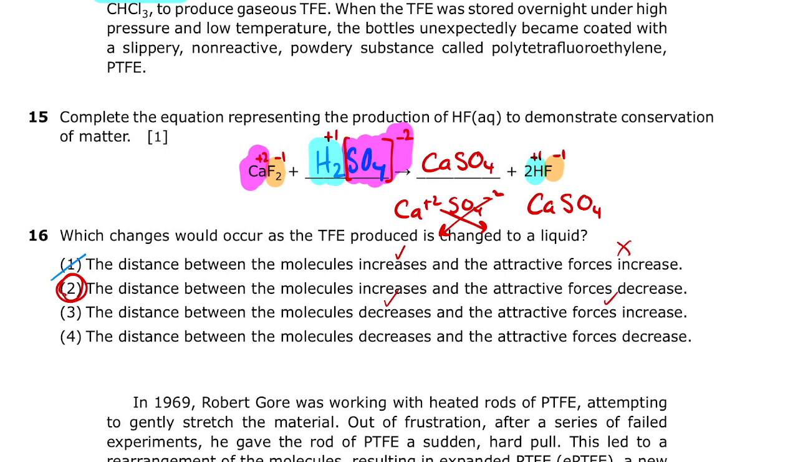But looking at the other ones, choice 3 is saying when it's becoming a liquid, the distance between the molecules decrease. That's false. It increases. And then choice 4 says the same thing.